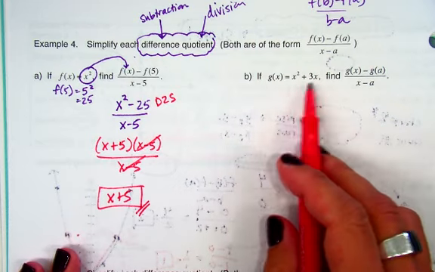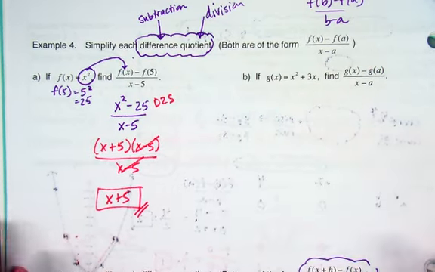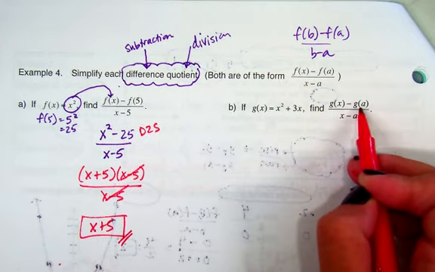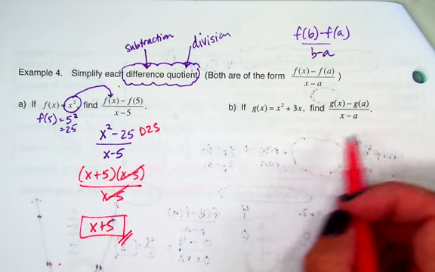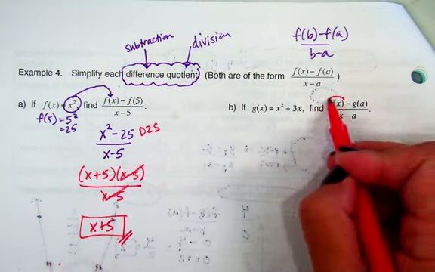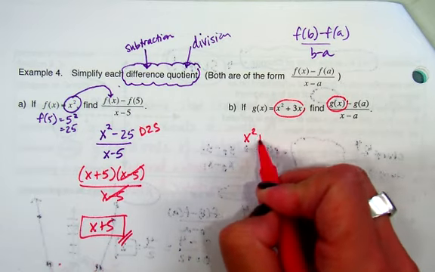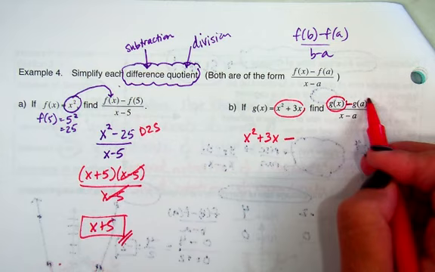g of x equals x squared plus 3x. So our g function here is a little more complicated than that one was, but we're going to do it the same way. We're going to take g of x minus g of a. Now they're not even using a number. Here they used a 5. Here there's no numbers. It's all going to be x's and a's, and we're just going to simplify. So what's g of x? Well, g of x is this whole thing. So it's x squared plus 3x minus g of a.